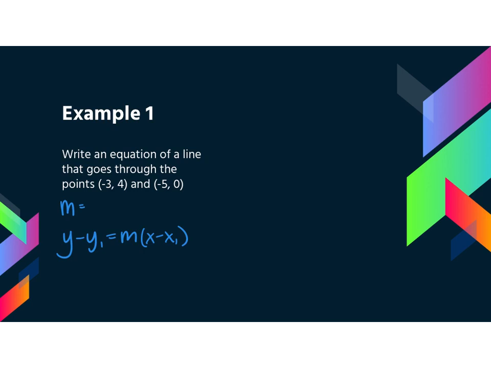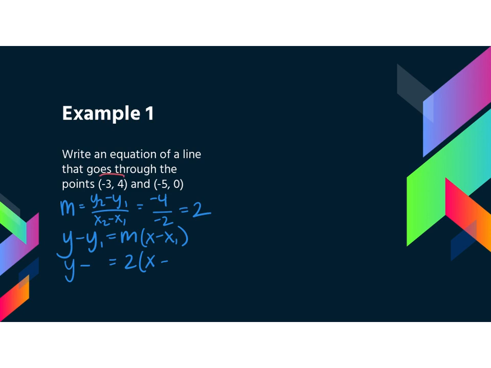Okay, so our slope, remember we need to find the change in y values over the change in x values. So our y values are changing 0 to 4, that would be negative 4, it's going down 4, negative 5 to negative 3, that's going down 2. So our slope is 2. And we can substitute that into our formula along with our point.